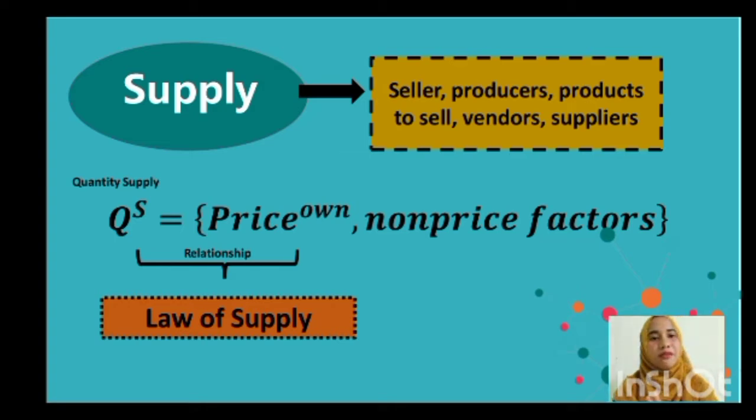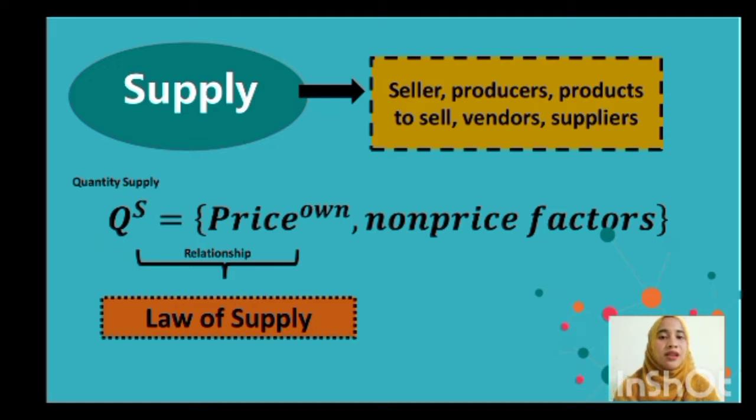In health economics, the definition of supply is the medicines or the health services that are given by the doctors. So the doctors are the suppliers. We have here a diagram or an equation which shows the relationship of the QS.